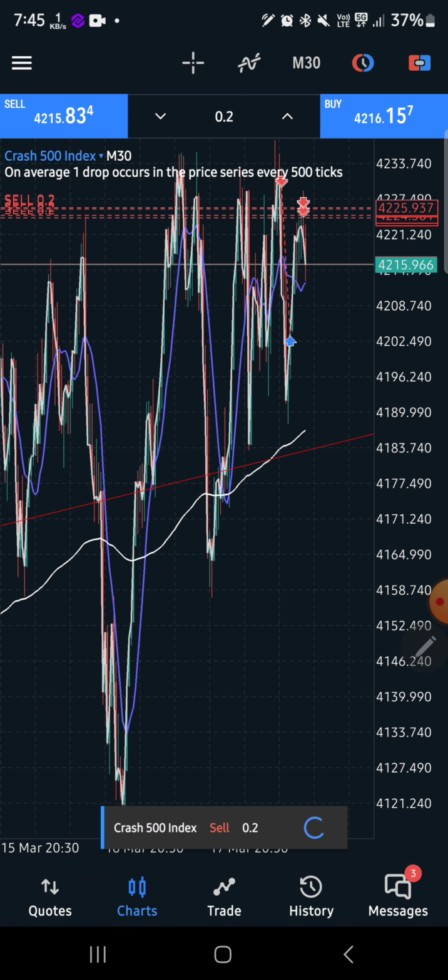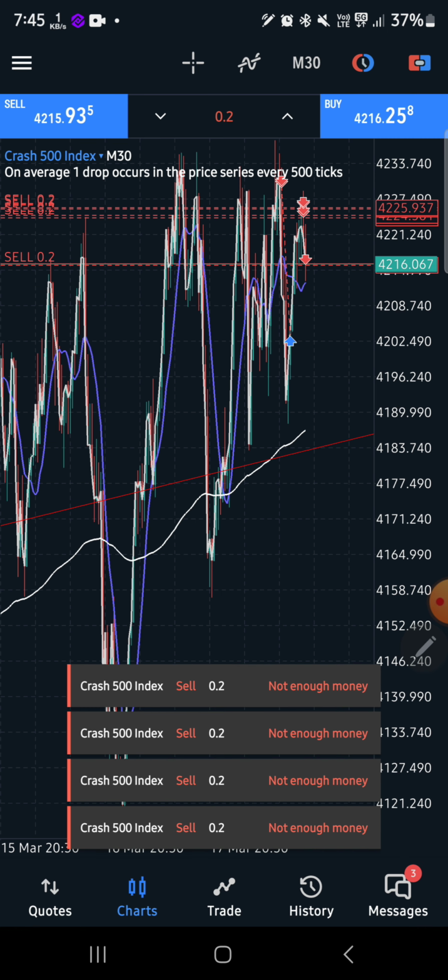Just as you can see, I'm going to open as many positions as I can, because I know the market is most likely going to drop back down. So that's just how the strategy is, guys.